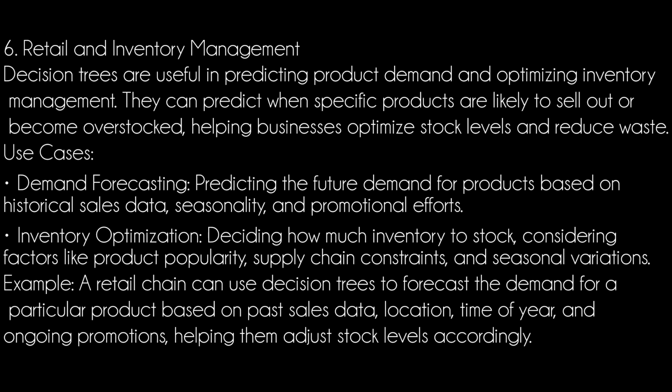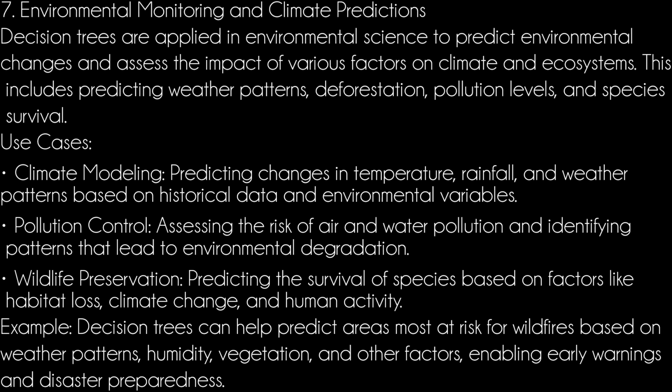Example: a retail chain can use decision trees to forecast the demand for a particular product based on past sales data, location, time of year, and ongoing promotions, helping them adjust stock levels accordingly. Environmental monitoring and climate predictions. Decision trees are applied in environmental science to predict environmental changes and assess the impact of various factors on climate and ecosystem. This includes predicting weather patterns, deforestation, pollution levels, and species survival.